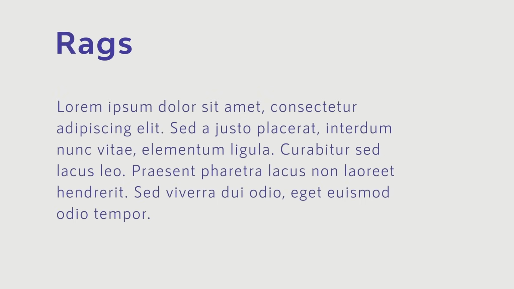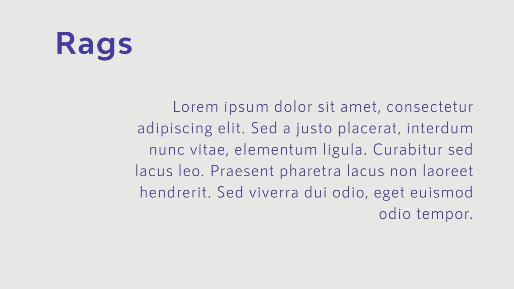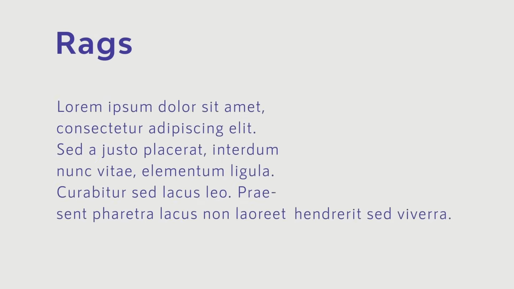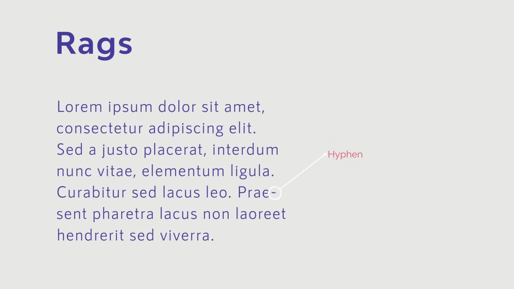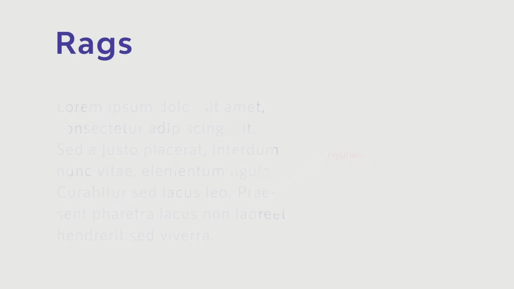The first one up is rags. Rags refers to the uneven vertical margin of a block of text. Depending on which side the text is flushed, you'll encounter a rag on the opposite side. Pay close attention to the shape of the rag as a hole on the block of text. A way to solve this problem is by hyphenating words where necessary or doing a soft return for a new line break.